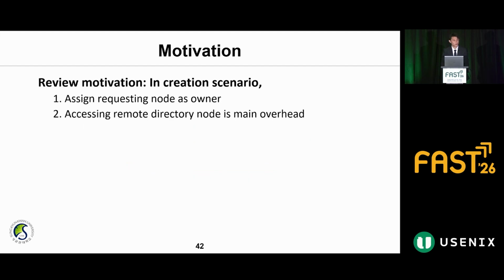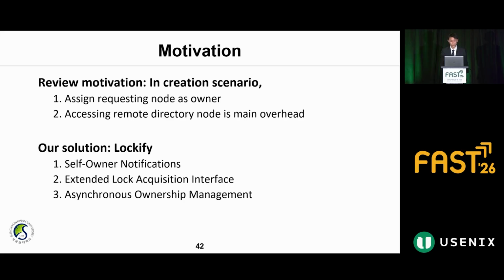So let's review our motivation. There are 2 things. In the creation scenario, the directory node simply assigns the requesting node as the new owner. That was first. And the next one is that accessing the remote directory node was the main overhead. So we suggest our new solution, Lockify, which means lock plus notify. And it consists of 3 components. Let's check them one by one.